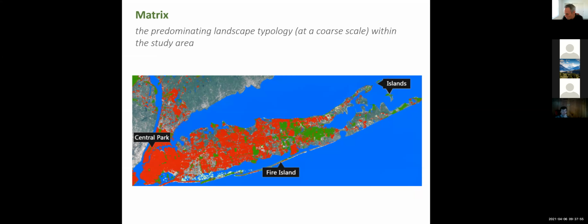As an example, this is a land cover map of Long Island, New York, where I grew up. For context, you can see the label for Central Park in New York City at the far left side of the image there. If we look at a study area that's bounded by this yellow box, the matrix would be the predominant and most extensive land cover type, which in this case is urban or dense suburban development. I don't have a key up there for this map, but in this case, that's what red is representing.